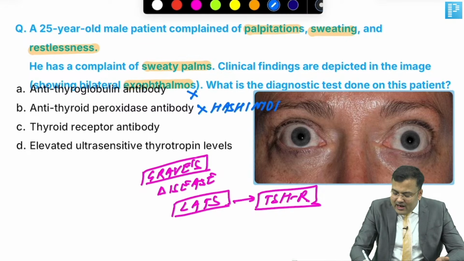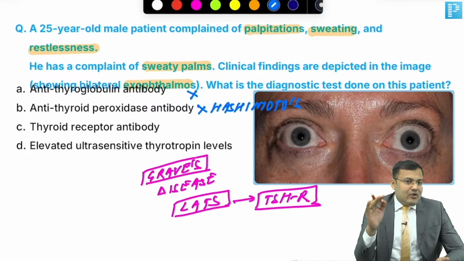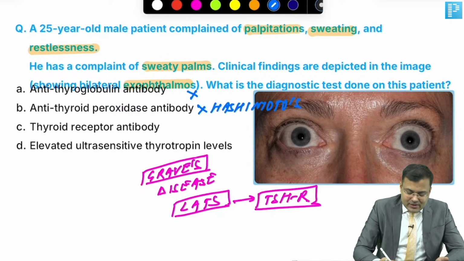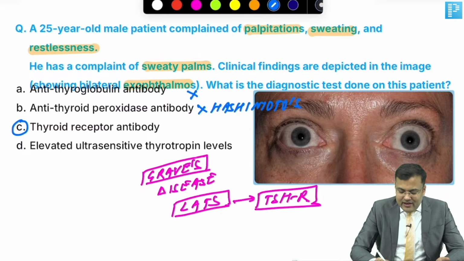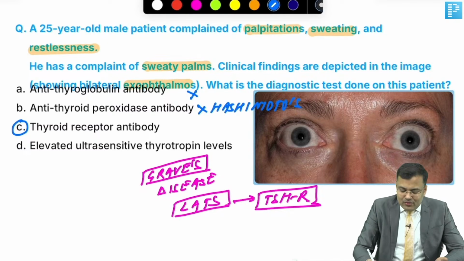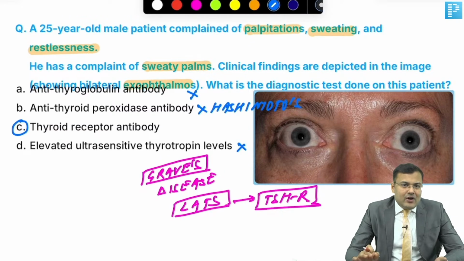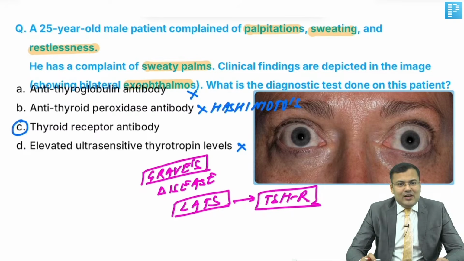This is in Hashimoto's: anti-thyroid peroxidase, that is anti-TPO. Thyroid receptor antibody. So what is the correct answer here? Option C, elevated ultrasensitive thyrotropin levels? No, this is also incorrect. So what is the correct answer? Option C, thyroid receptor antibody. Clear? What is the correct answer, guys? It is option C.